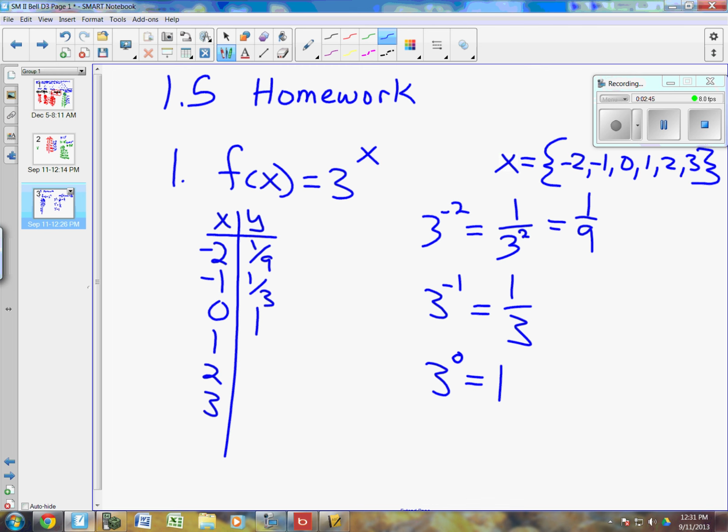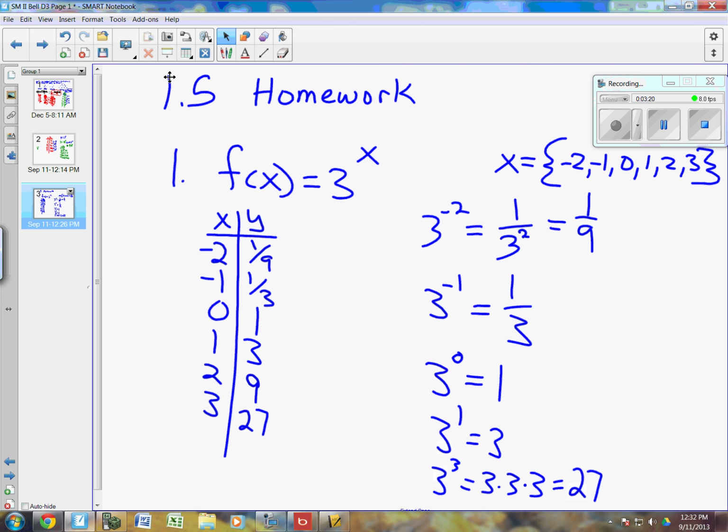Okay, 3 to the 1 power is 3. 3 to the 2nd power, 9. And 3 to the 3rd power is? 3 to the 3rd power means 3 times 3 times 3, which is 27. I would like to see a little work on that, though, so that I understand you know what it means.